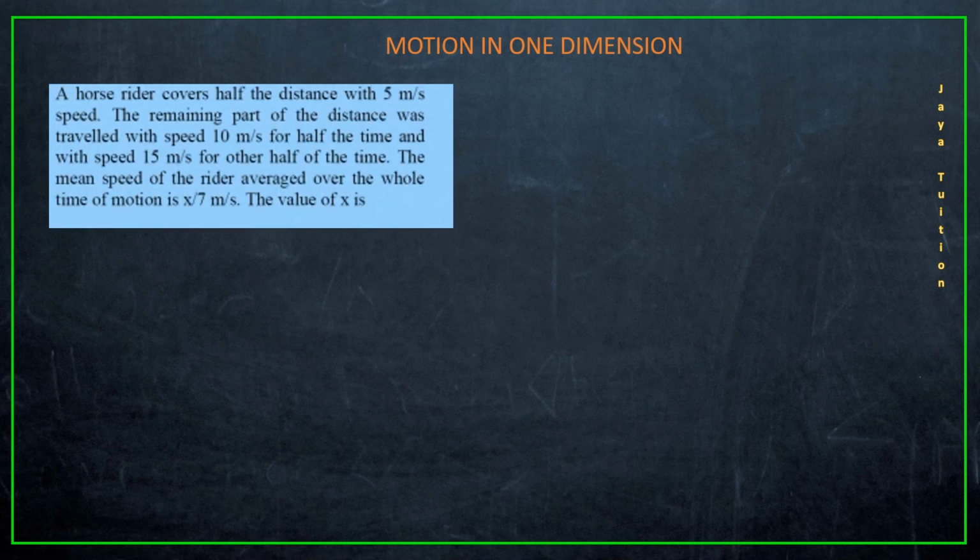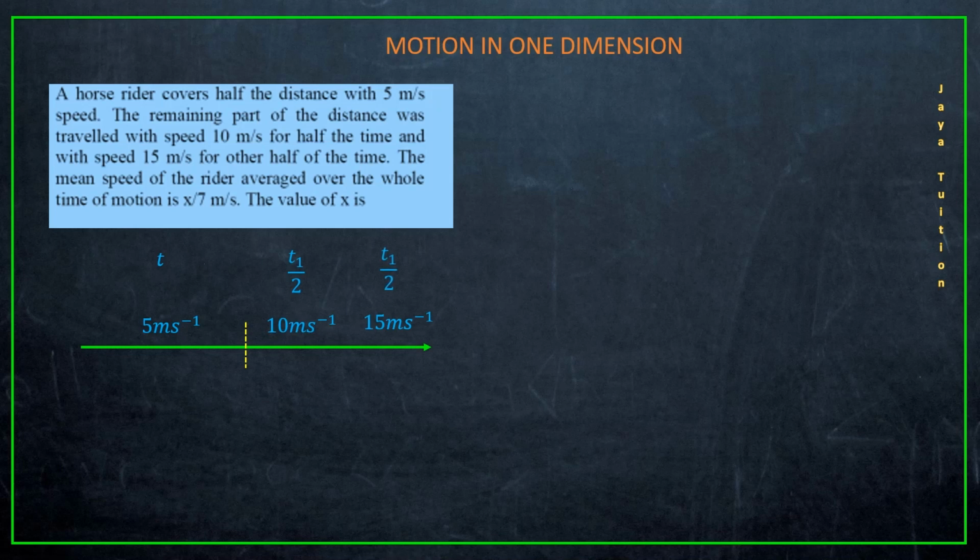In this question, a horse rider covers the first half distance with 5 meters per second and the remaining half distance is covered in equal intervals of times t1 and t2 with speeds 10 meters per second and 15 meters per second respectively. The mean speed of the rider is given as x by 7 meters per second. We require to find the value of x.